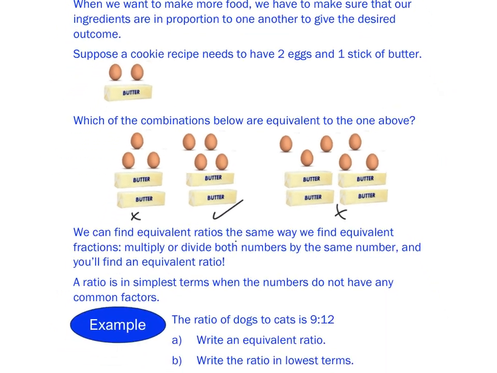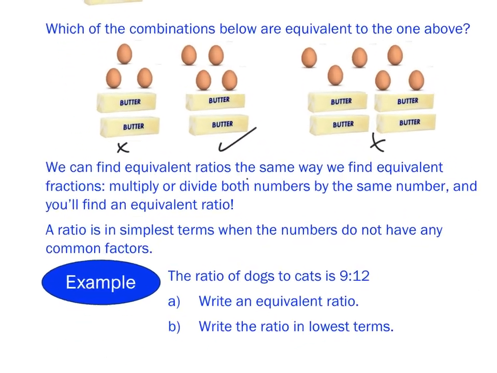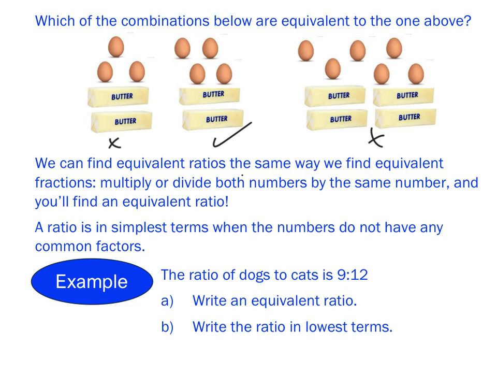We can find equivalent ratios the same way that we find equivalent fractions. You multiply or divide both numbers, or, I know ratios sometimes have 3 numbers, so you multiply or divide all the numbers by the same number, and you'll find an equivalent ratio. A ratio is in simplest terms when the numbers do not have any common factors.